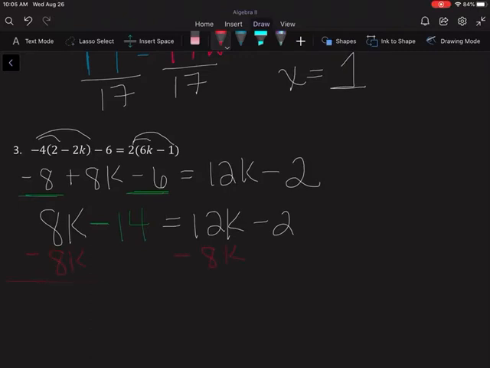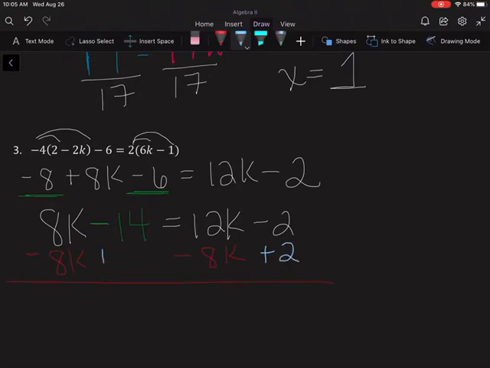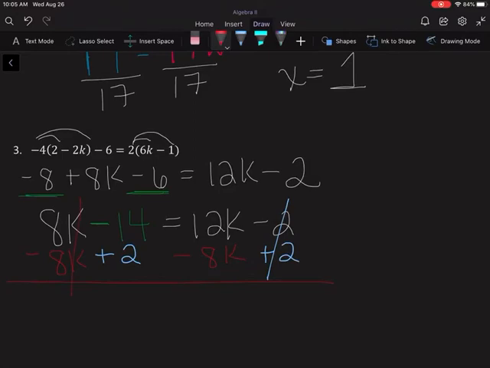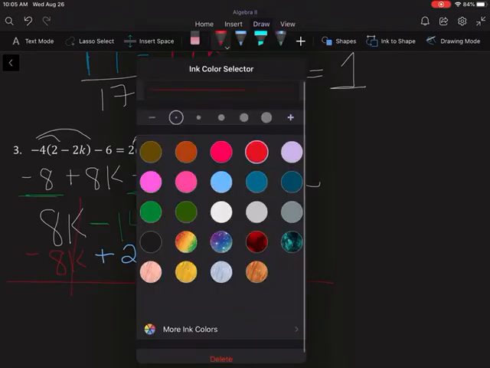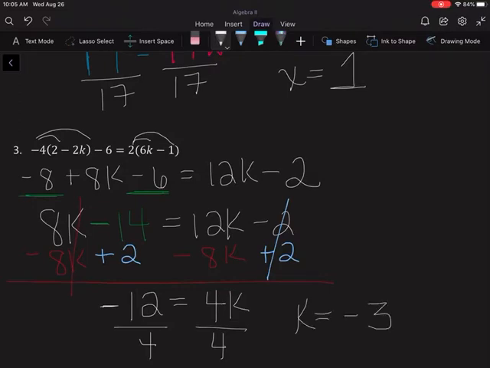Minus 8k minus 8k. And this is what I mean by you can do this in one step. So, like, now I can also add the 2, add the 2. So this goes away here. Oh, I had that on the right. And then this goes away here. And what I'm left over with is negative 14 plus 2 is negative 12. And then I have 12 minus 8k. That's 4k. And then last step would be to divide by 4. So k is equal to negative 3.